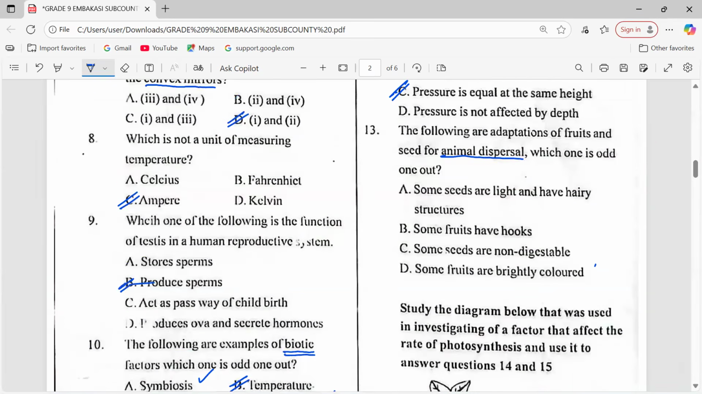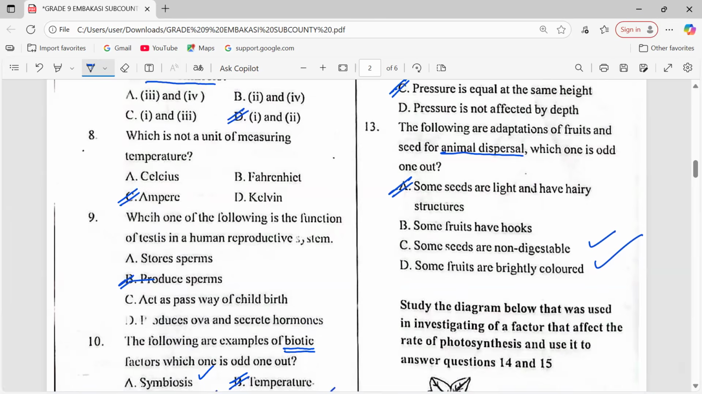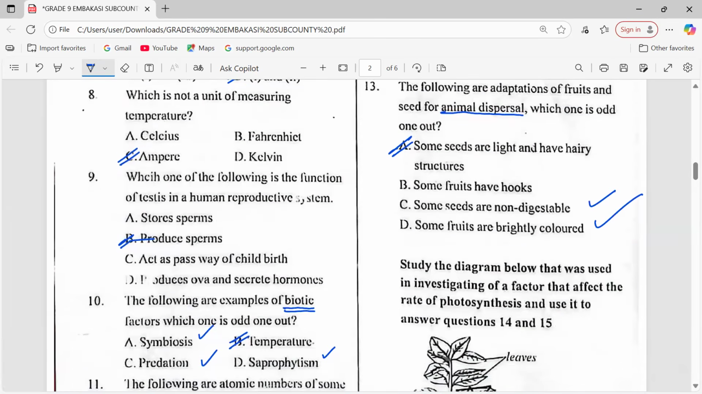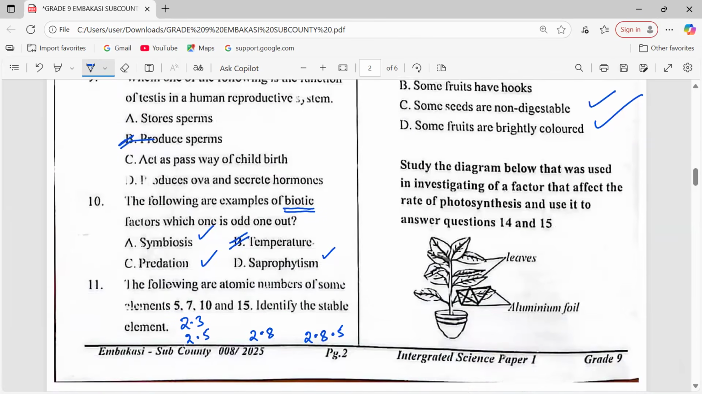So this is to attract the animals. This is to ensure that in case an animal feeds on them, they shall remain undigested throughout the system until the animal goes to a different place and they are disposed there as feces. Then some fruits have hooks so that they may attach themselves to the animal's fur or wool. But A, being light and airy, is an adaptation for wind dispersion. So A becomes the right answer.